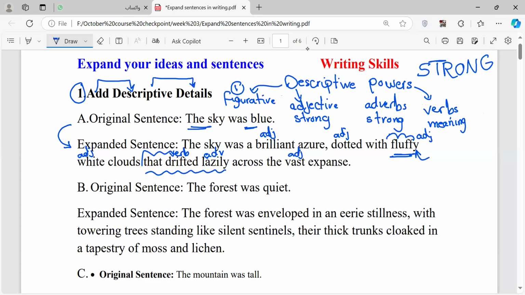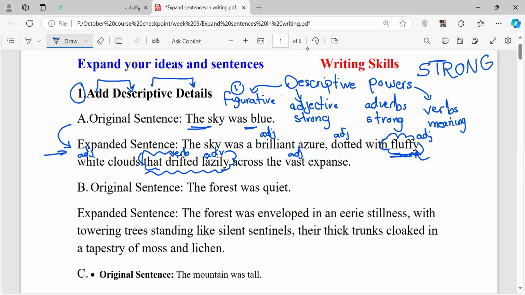I just asked a question here. In sentence number 2, the writer described the clouds as fluffy white clouds and drifted lazily. Why did the writer use these two expressions, fluffy and drifted lazily? Do you know the answer? Could you repeat the question again? Why did the writer use fluffy and drifted lazily about the sky? To describe the sky. Yes, why? What is the benefit of using these two expressions? To give it more adverbs and adjectives.